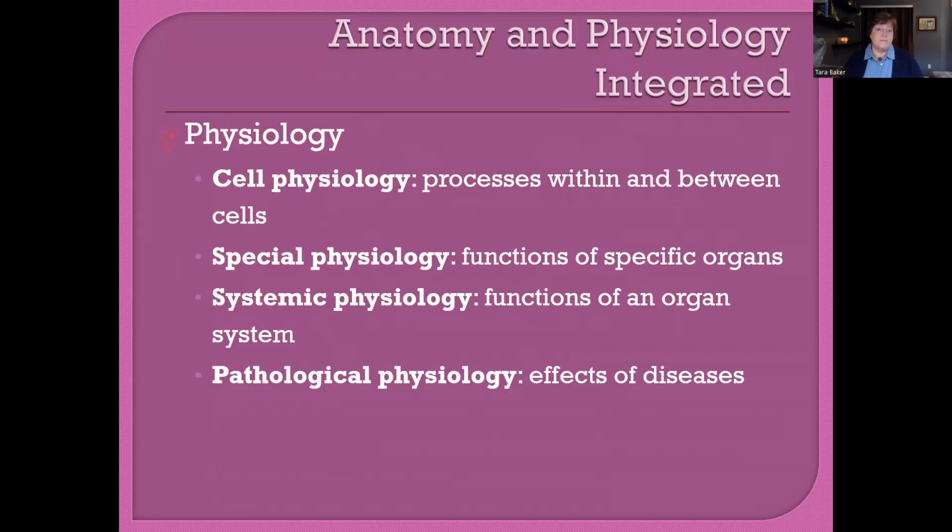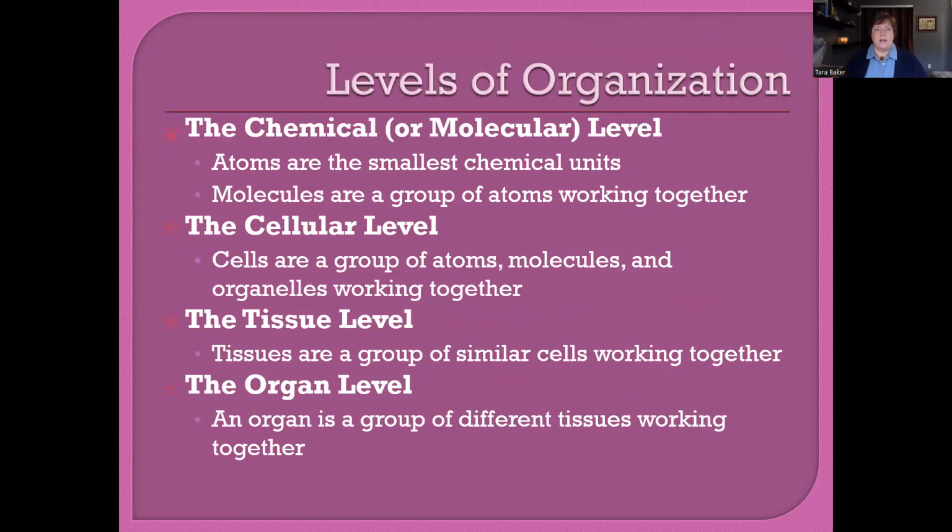Now we're going to talk about different types of physiology. So if you are studying cell physiology, you're studying how the cell works. You did that last term in biology 112. You studied glycolysis. You studied how you make ATP. Okay, so that's cell physiology. Special physiology is going to be the physiology of a specific organ. Systemic physiology is going to be how that organ fits in with the rest of the body. And pathological physiology is going to be studying anything that's wrong. So this is incorrect physiology. So anatomy, physiology, different types of anatomy, different types of physiology.